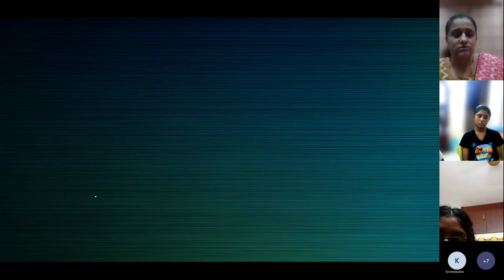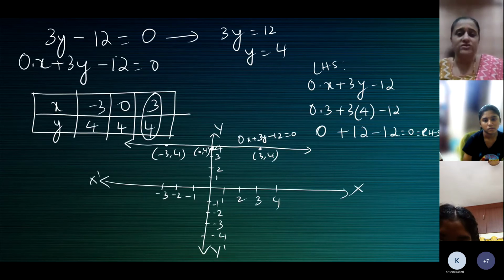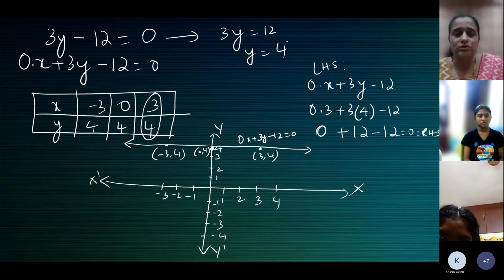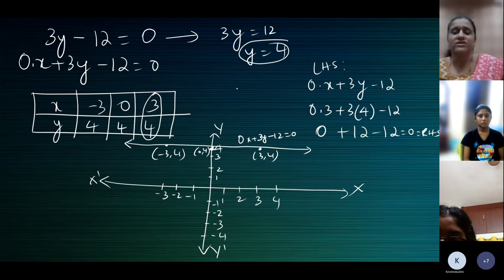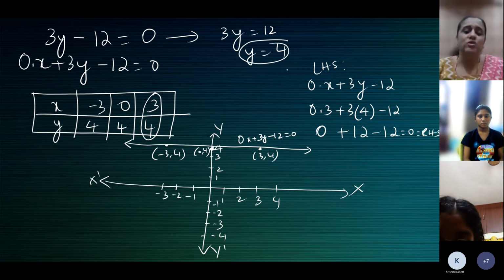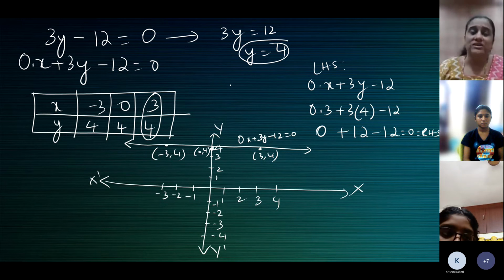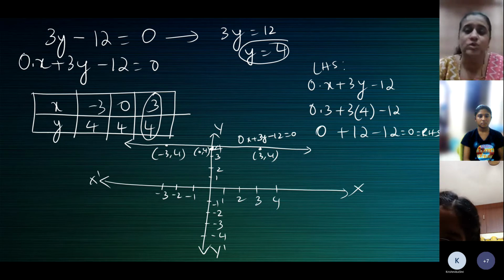Now we saw this one. What was this? Y is equal to 4. So y is equal to a constant. All right. So when y is equal to a constant, the graph of this equation, that is when you treat this as a linear equation in two variables x and y, will be a line parallel to the x-axis because y is equal to a number.